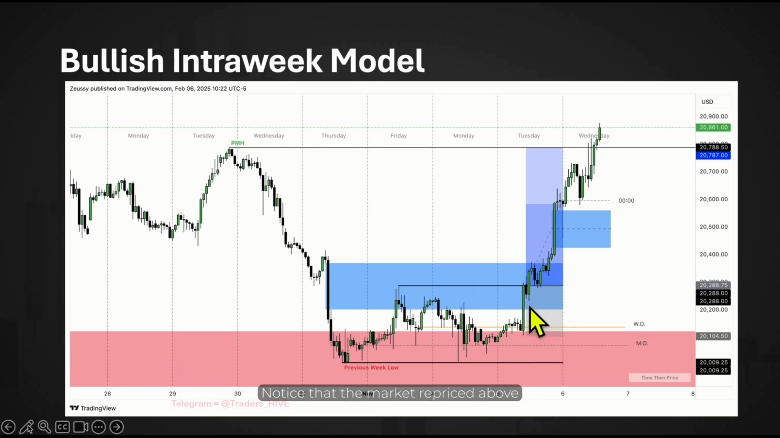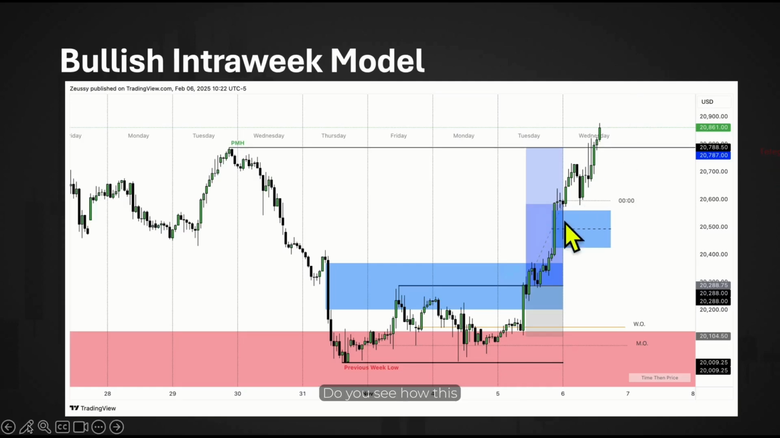Notice that the market repriced above this RECB right here. And notice that when we tapped above it, the market found support inside the price range right here. And eventually we saw the market expand higher significantly, and we saw this imbalance get created. Notice that the market opened low for the next day, for the day of Wednesday, and we saw the market eventually reprice towards the upside.